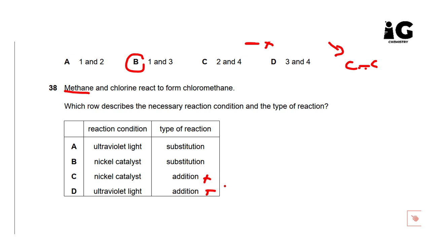So we need to check between A and B. Here the condition is ultraviolet light and here the condition is nickel catalyst. So I think everyone remembers this is ultraviolet light, UV light. So the correct answer is A.